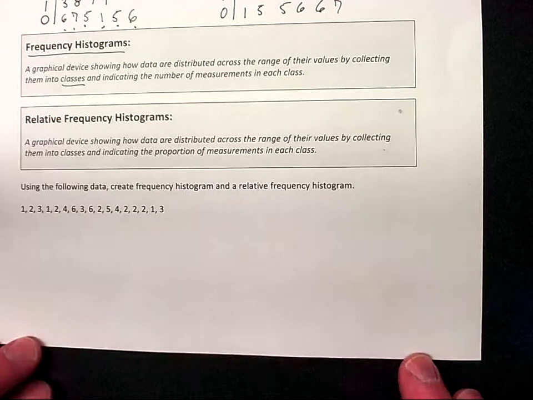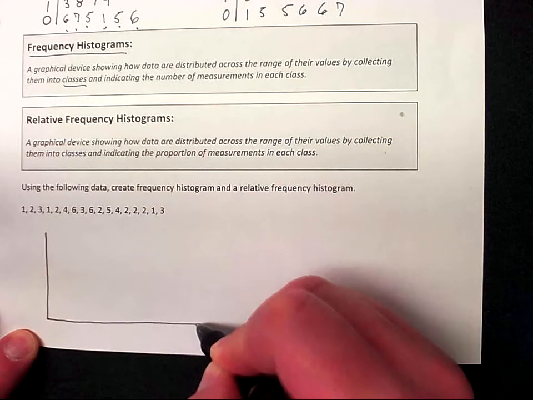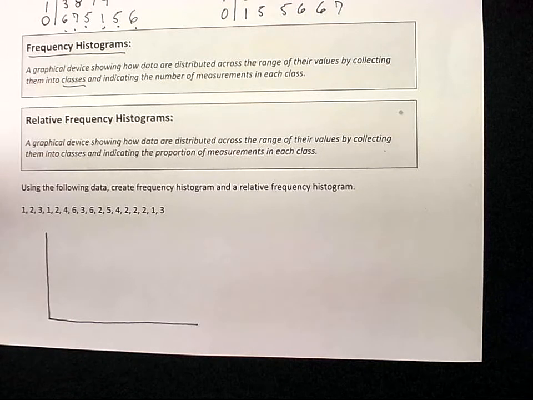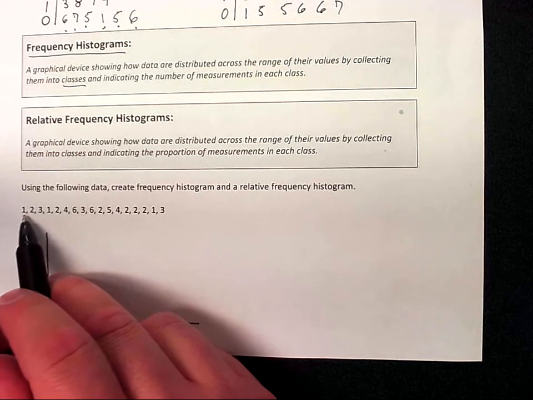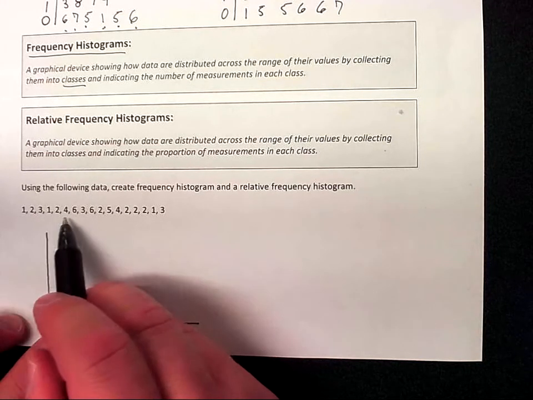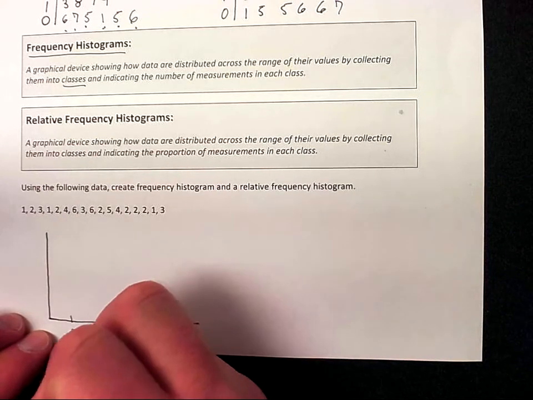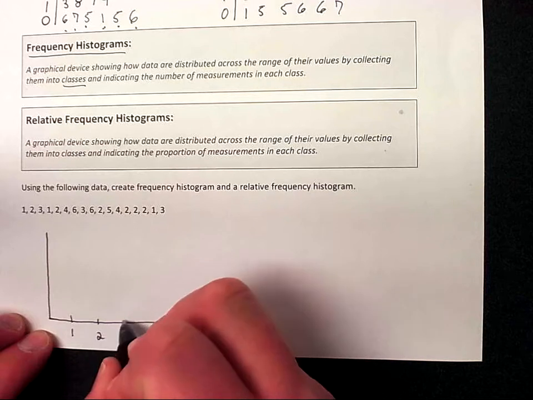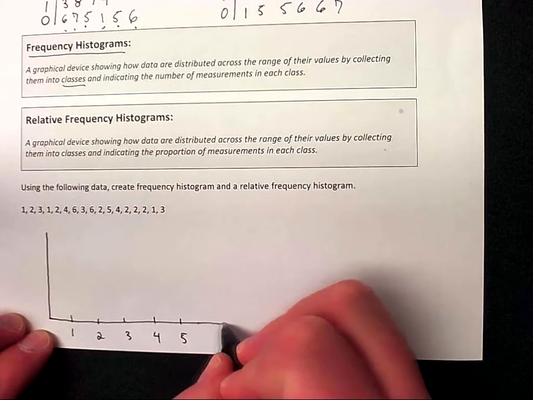What a frequency histogram looks like is something like this. It's kind of like the first quadrant if you're looking at a Cartesian coordinate system, just this upper right-hand side. And what we're going to do here is create classes. Simply, we're going to say we have the number 1, 2, 3, 4, 5, and 6. So I'm going to go ahead and put these down here: here's 1, here's 2, here's 3, here's 4, here's 5, and here's 6.